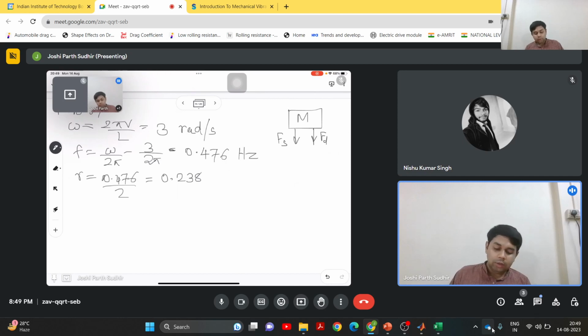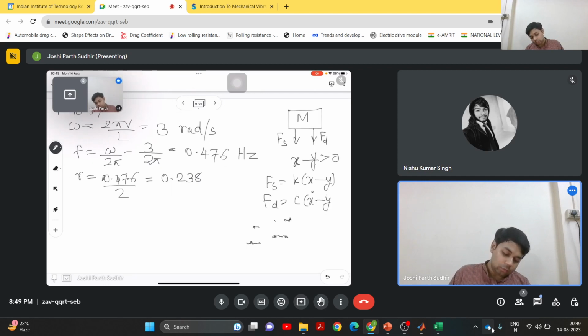So now how do we write down the spring force? Let us say it is tensile. So we assume that x minus y is greater than 0. So the spring force is k into x minus y, and the damper force is given by c into x dot minus y dot.